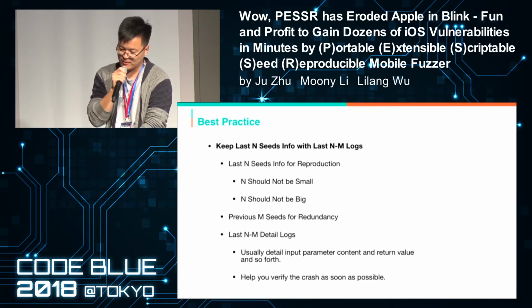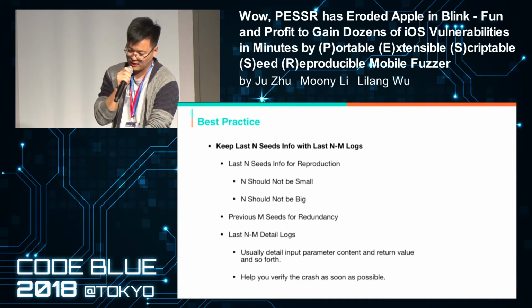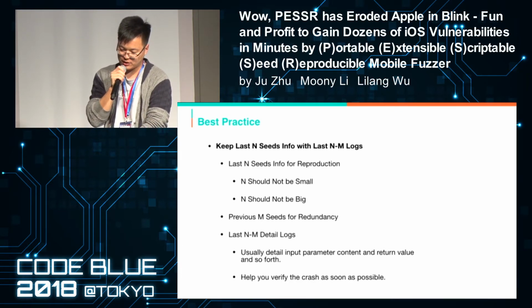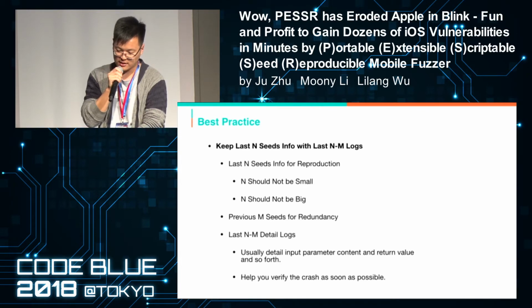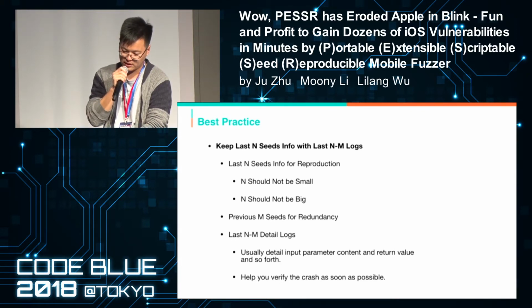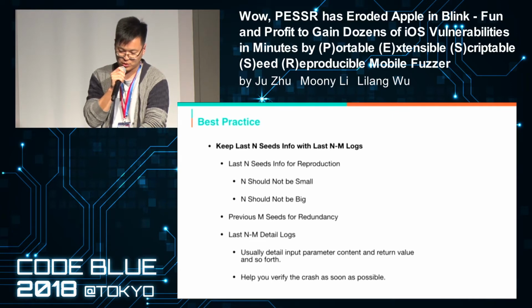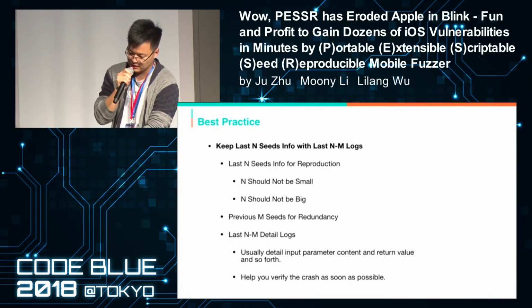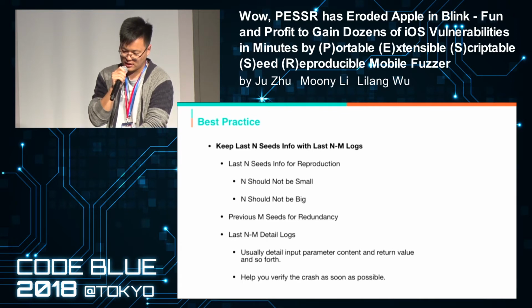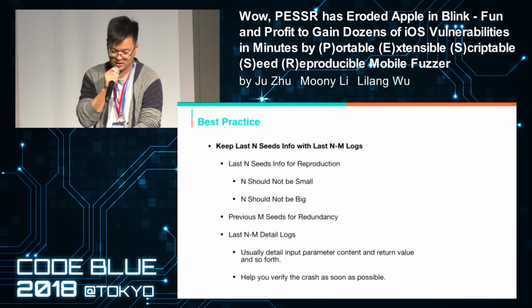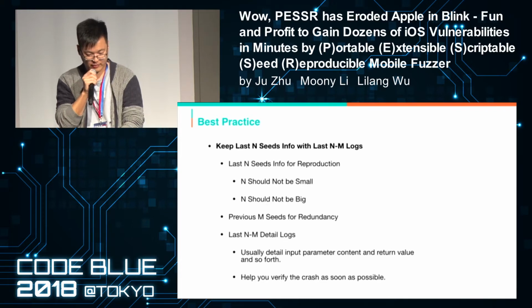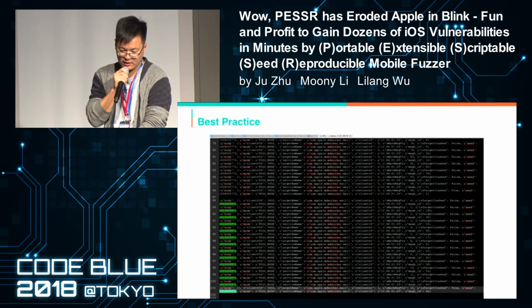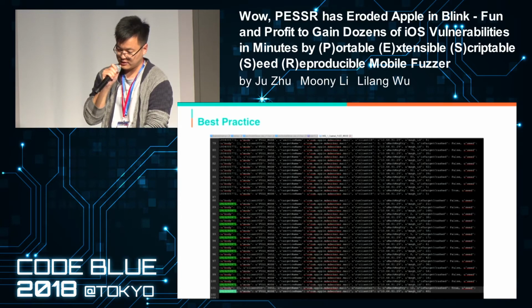In this case, we recommend you record a bigger number N of seeds, for example, 10, and keep the last N minus M detailed logs, for example, 2. In this way, the redundant seeds make sure you can reproduce the crash, while the last N minus M detailed logs can help you verify the crash as soon as possible. This picture shows the last N seeds' logs.